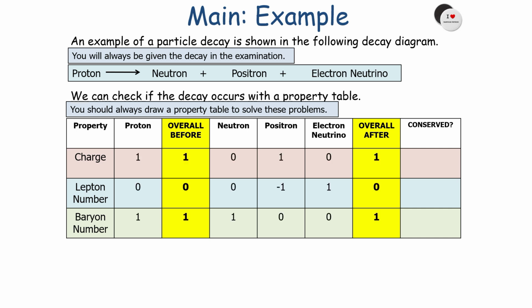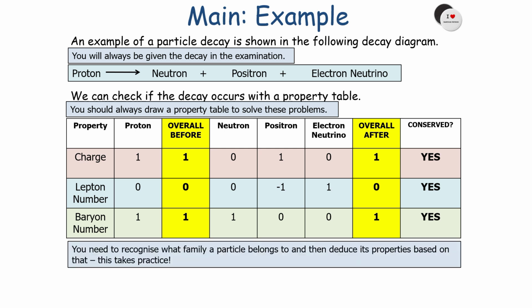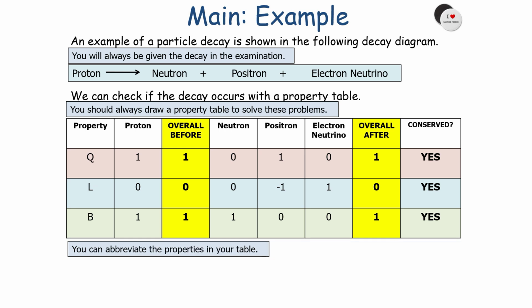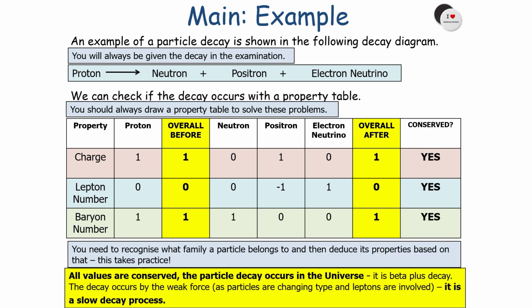So you'll see here that you can work out your overall charge, lepton number and baryon number before and afterwards, and see that if they're conserved, the decay will take place. Now you need to recognise what family a particle belongs to and deduce its properties based on that, which does take practice. You can abbreviate your properties in your table as shown. Now when all values are conserved, a particle decay occurs in the universe.